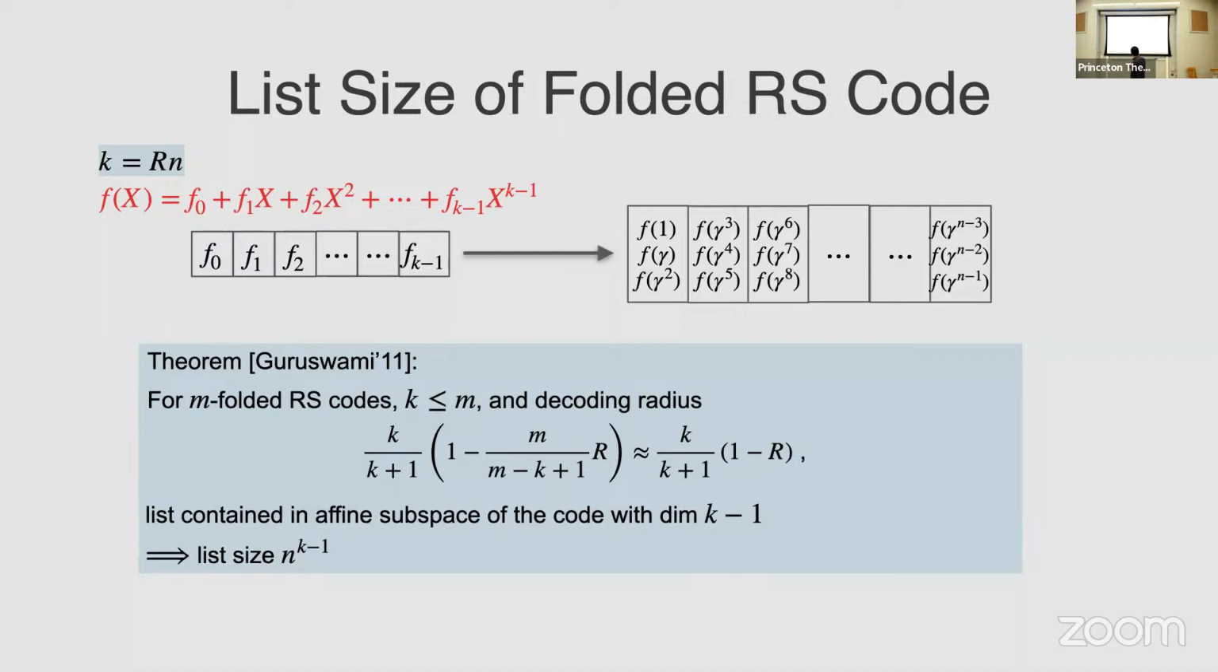We'll see this factor again, but really you should always think of this k over k plus 1 as 1 minus r. So this means, for example, if we were to choose k to be 8, we can get 8 over 9 factor away from the distance with the list size of n to the 7. And if we were to choose k to be roughly 1 over epsilon, then we can get 1 minus r minus epsilon with a list of size n to the 1 over epsilon. So if our definition of list decoding capacity is polynomial size list, this says that we achieve list decoding capacity.